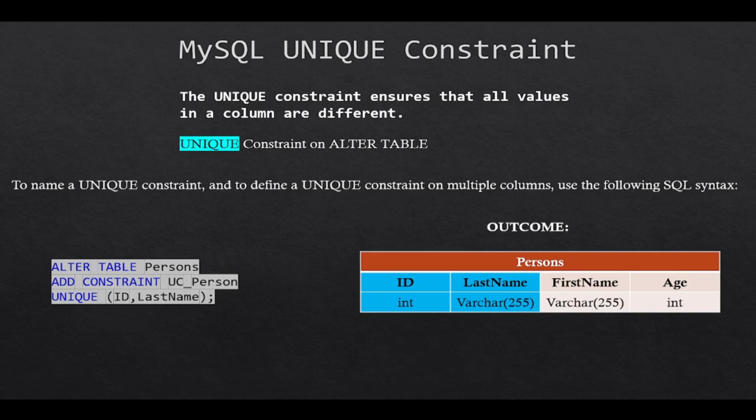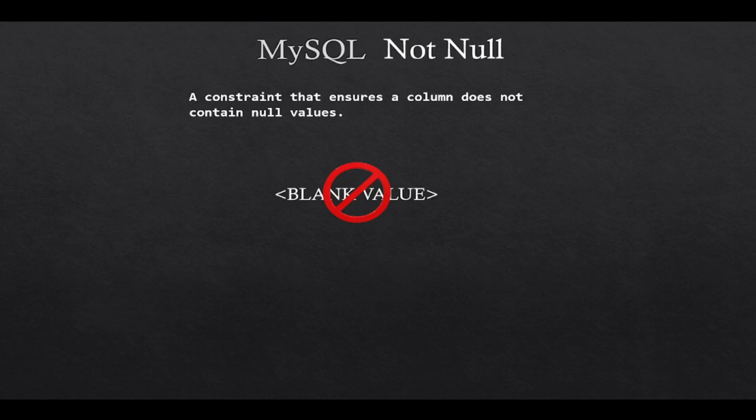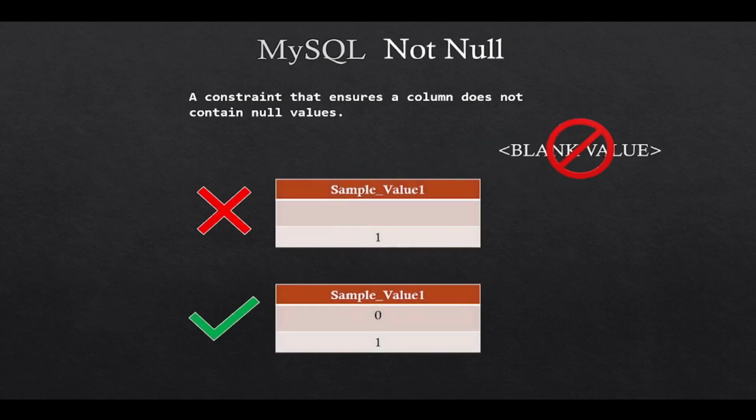MySQL not null is a constraint that ensures a column does not contain null values. This requires a field to always contain a value, which means that you cannot insert a new record or update a record without adding a value to this field. In other words, empty values are not accepted.